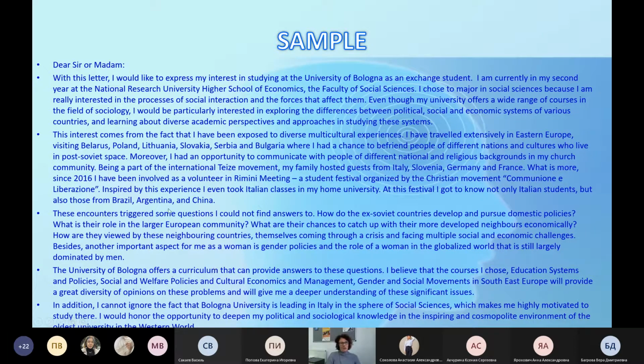So you show your interest. You can do that in the form of questions, or you can do that in the form of stating your interest. So for example, here we have gender and social movements in Southeast Europe. You see here another important aspect for me as a woman is gender policies and the role of a woman. So you see the connection, right? So the knowledge gap can be shown in the form of just stating what you're interested in, what you would like to explore, or questions. Yeah, you are free to choose the approach. Okay.